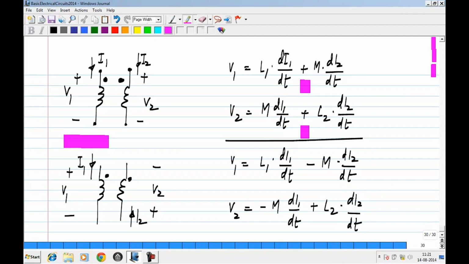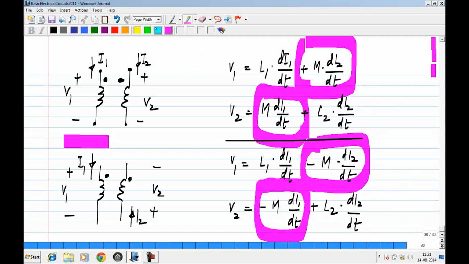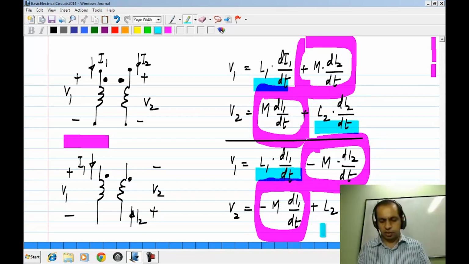So as you can see, the sign of the induced voltage from the other coil, that is the mutually induced voltage, is what changes. The self-inductance parts, which are given by this and that, do not change. So when you specify a mutual inductance, you also have to specify the dots so that there is no ambiguity in the sign of currents and voltages.